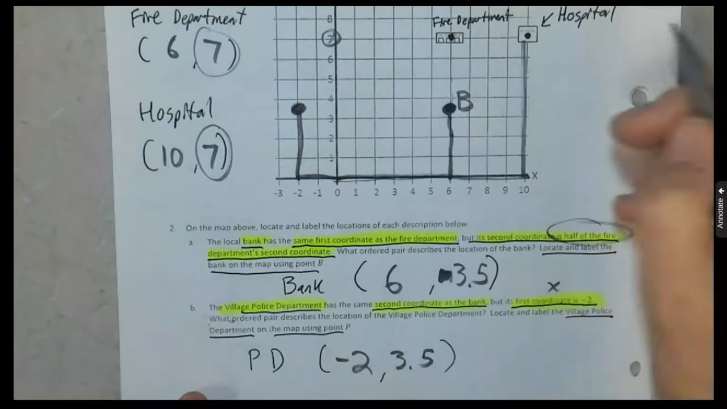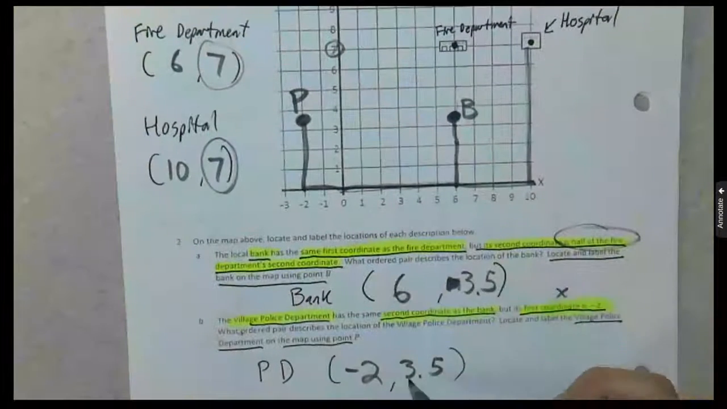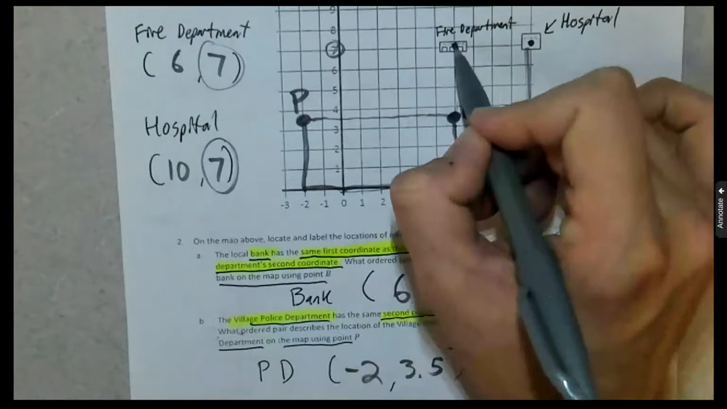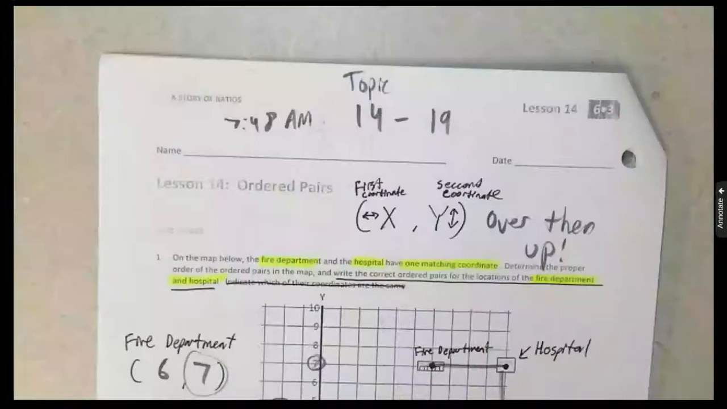You're going to label that P for police department, right? So both of them have the same second coordinate, the Y coordinate. So you'll see that they're on the same horizontal line. All right. So that was lesson 14, very basic on ordered pairs.